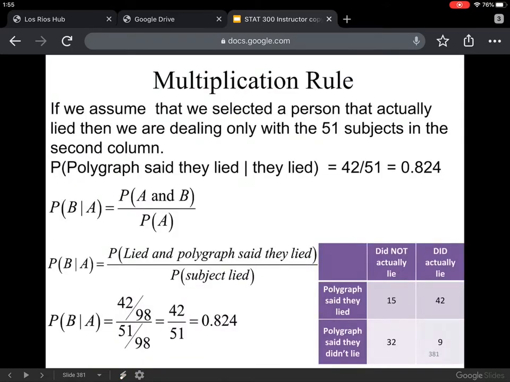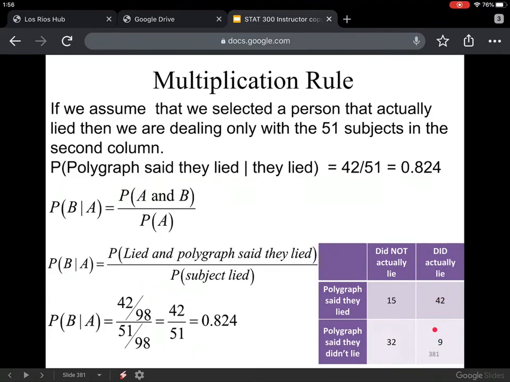So you can go about that, or you can go about this a little bit more formula-wise. Let's work through this step by step. Same exact exercise. It says here, if we assume that we selected a person that actually lied, then we are dealing only with 51 subjects in the second column. And that's what I was showing you guys right here, right? Given that we selected a person that has actually lied, well, how many subjects are those? 51 subjects, 51 people, right?